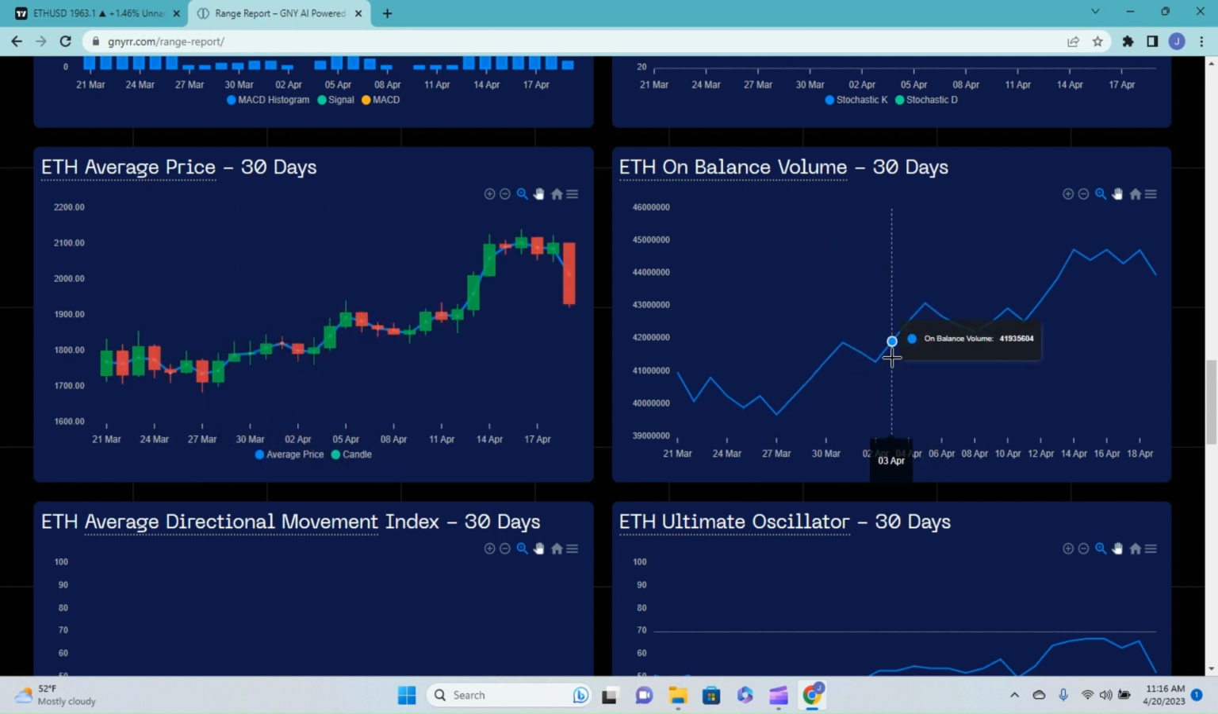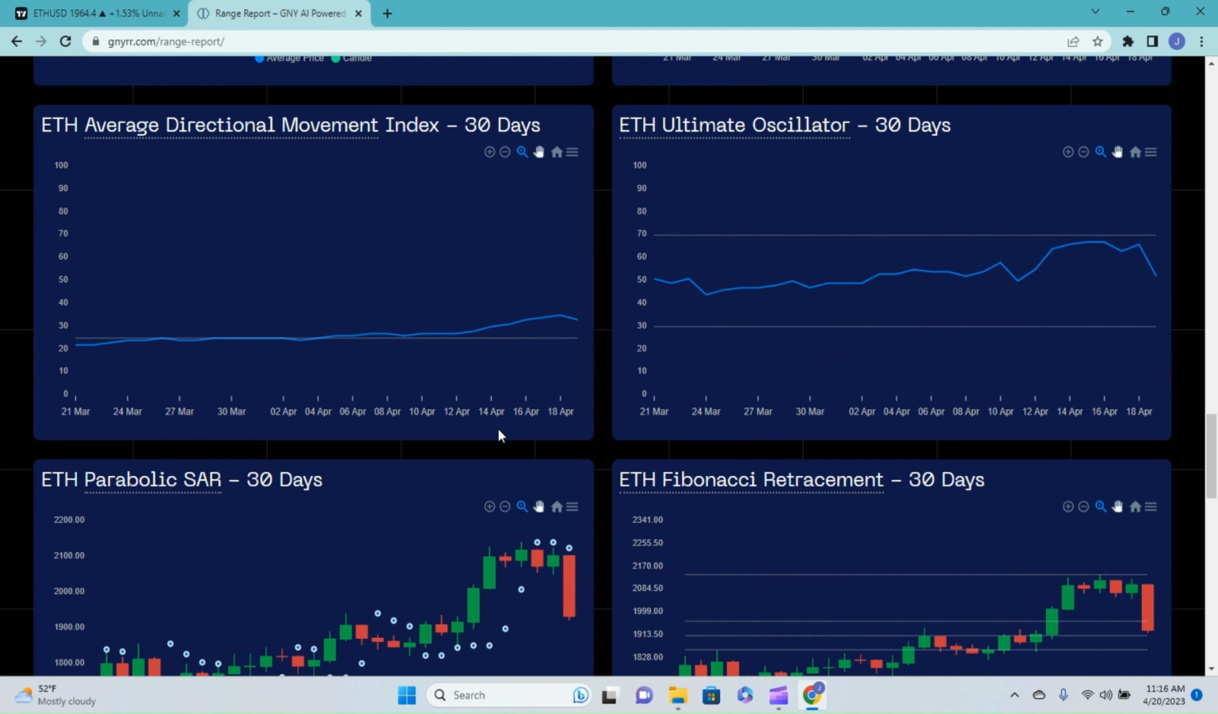Over on the on-balance volume for Ethereum, we've seen a little bit of a pullback. However, nothing compared to what we've seen loaded up over the past 45, 60 days that we've been talking about this.